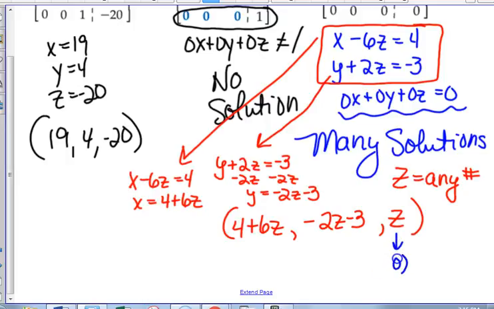If I picked 0 here, what would the ordered triple look like? Or negative 3. What if I picked 1 for z? Negative 5. Put a 1 in, put a 1 in, put a 1 in, right? There's infinite solutions because z can be any number.